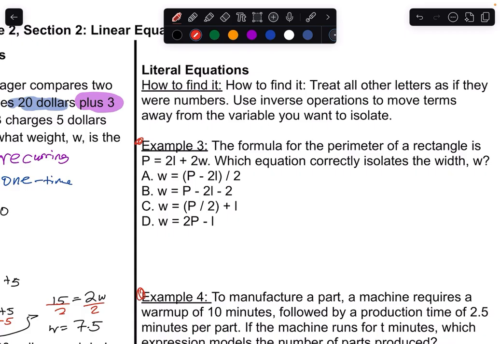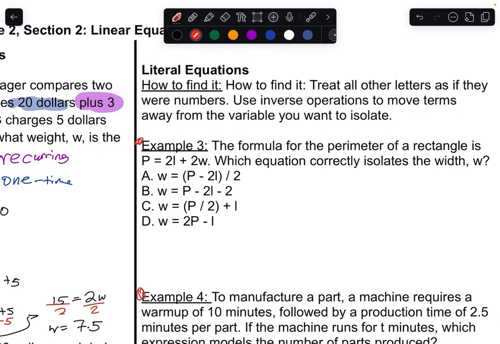Okay, number 3 here, you've got literal equations. These are fun. This is an Algebra 1 topic. What we're doing here is still solving for a variable, except that you're not actually simplifying. We're just applying the operations. So here's what I mean.